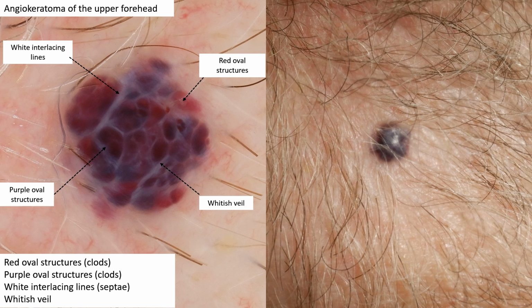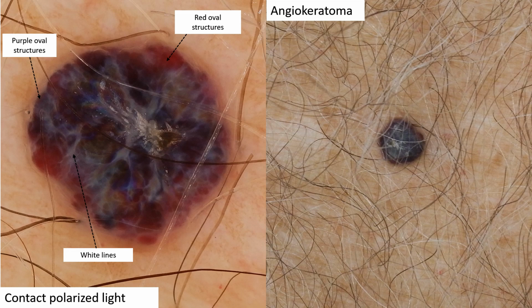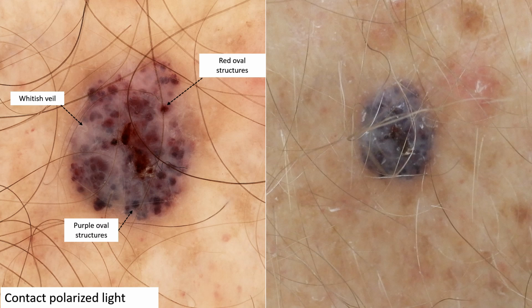So here we have this angiokeratoma of the upper forehead, and we see these white interlacing lines, these red oval structures, this whitish veil, and purple oval structures. And this came very similar type of image with purple oval structures, red oval structures, and some white lines. In the final case, again, showing you both red and purple oval structures and a whitish veil.